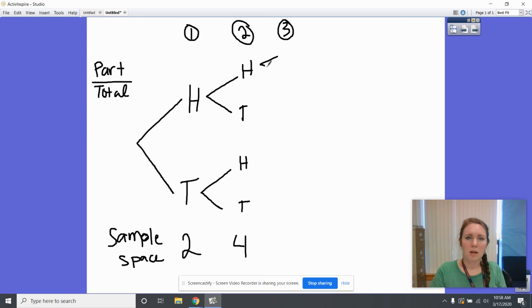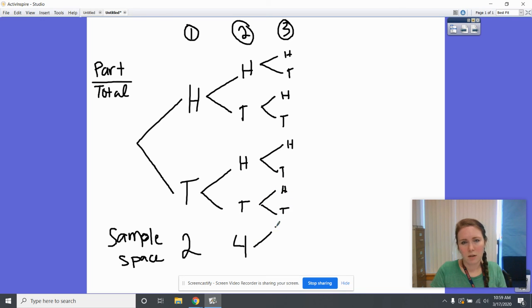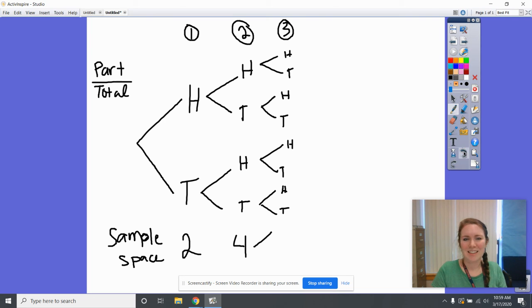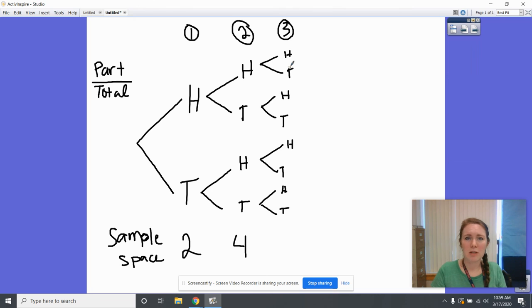And I could have gotten heads or tails, and I could have gotten heads or tails, and I could have gotten heads or tails. Whoa, never mind. That one's not one. Sorry about that. So then my total sample space, or the total number of outcomes I could have had, is 1, 2, 3, 4, 5, 6, 7, 8.